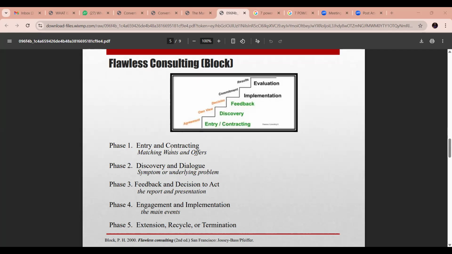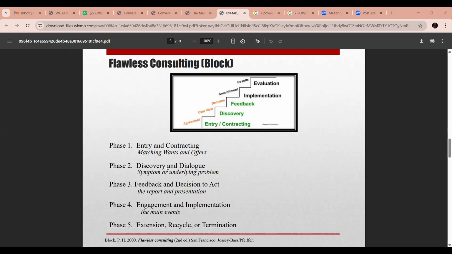Phase 1 is entry. Matching wants and offer, entry and contracting. This is the problem that we have. There's a lot that goes on in phase 1. Entry could be marketing, it could be briefing, it could be writing the contract. So even though it's phase 1, there are many steps in phase 1, entry and contracting, matching wants and offer.